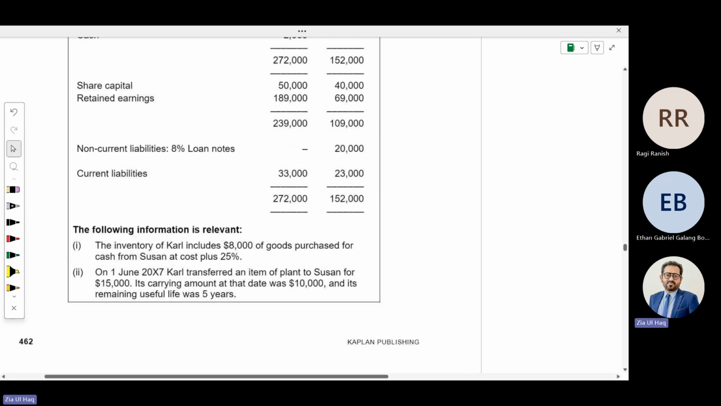And we have some other information. The following information is relevant. The inventory of K, the parent, includes 8,000 of goods purchased for cash from Susan at cost plus 25%. That means the parent bought goods from the subsidiary for 8,000 at cost plus 25%. What is the unrealized profit that we need to eliminate at consolidation? Good luck, everybody. What is the unrealized profit part? 1,600. How?